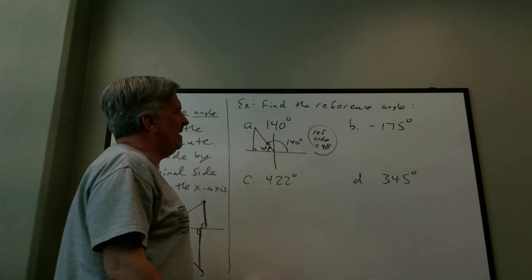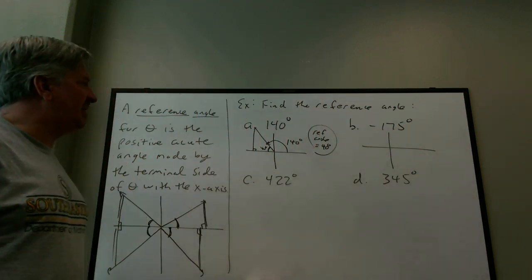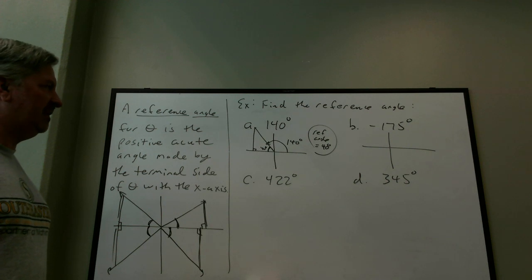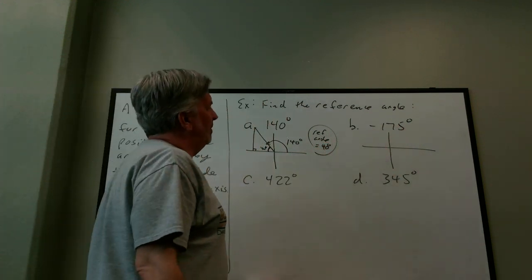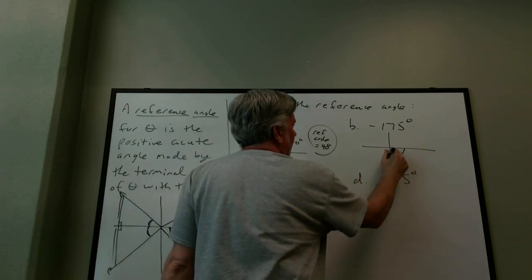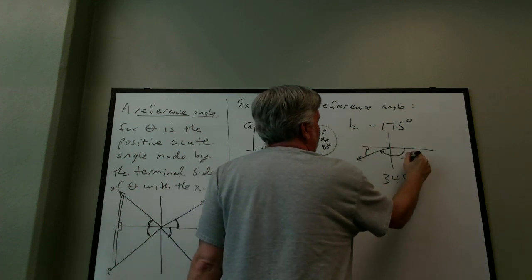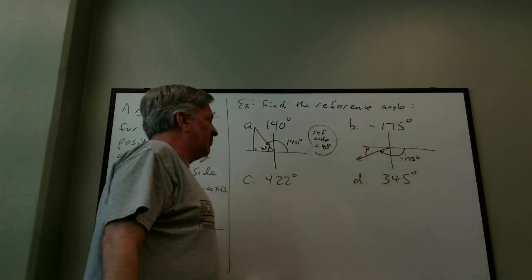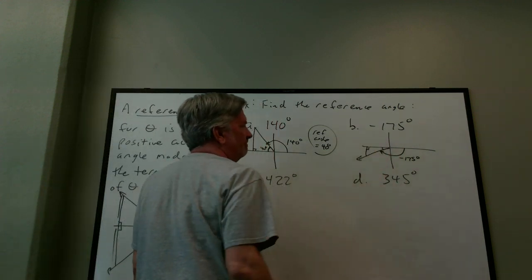Okay, let's do B. Now, in which quadrant is negative 175 degrees? So negative means we have to go clockwise. So that's going to be in the third quadrant, isn't it? So 175 is almost the 180. So there's negative 175 degrees. So the reference angle is the angle right here.